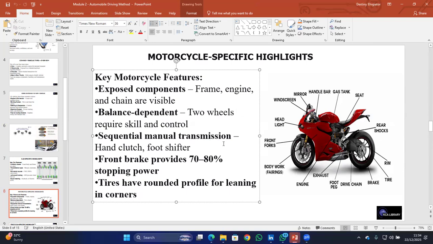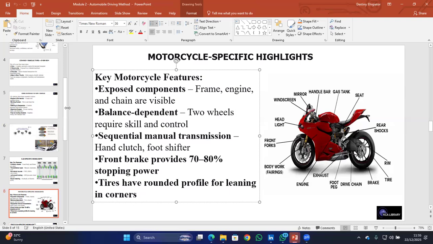Then we have sequential manual transmission. That is the hand clutch and the foot shifter. These are called sequential manual transmission. Then you have the front brake, located here. Then you have tires, which have a rounded profile for leaning in corners. These are the wheels, while these are the tires.